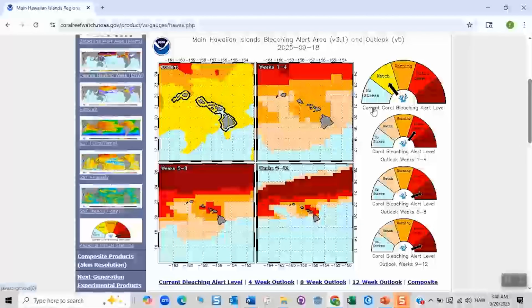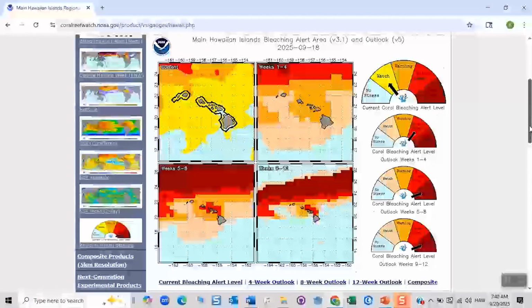So again, we have the outlook for weeks 1 to 4, weeks 5 to 8 out, and weeks 9 to 12. So it's kind of a cool tool to be able to take a look.